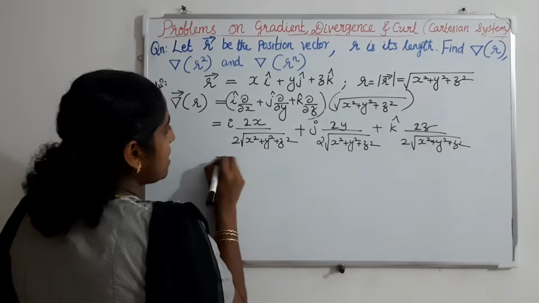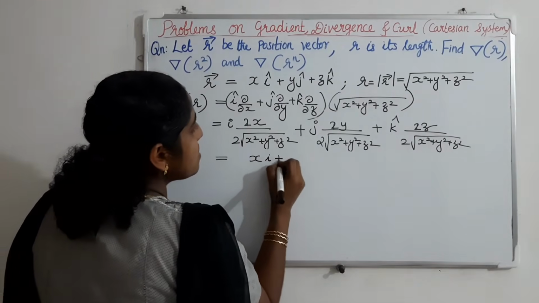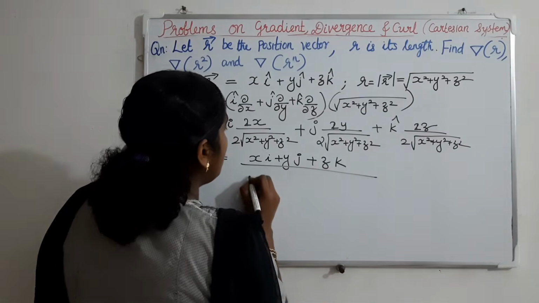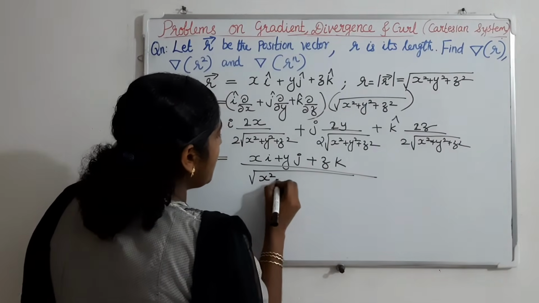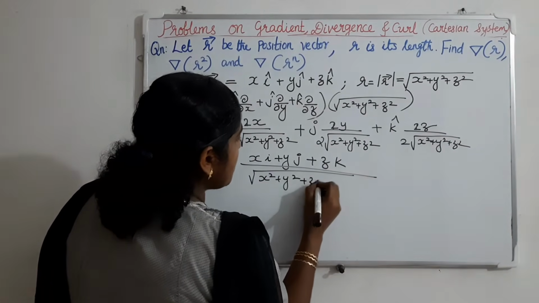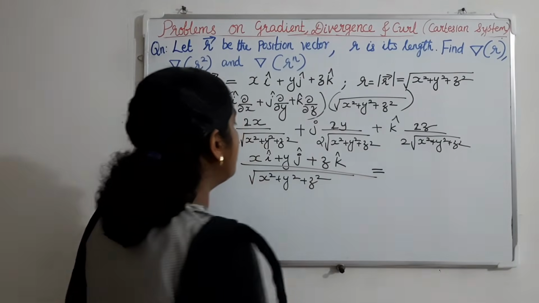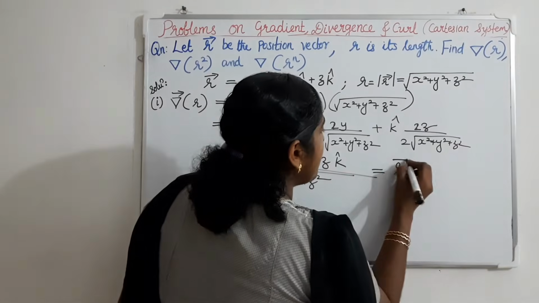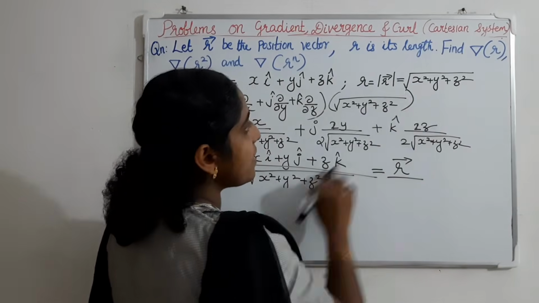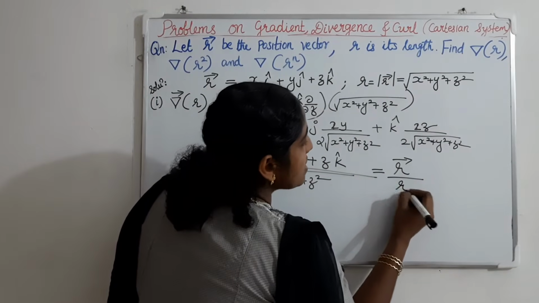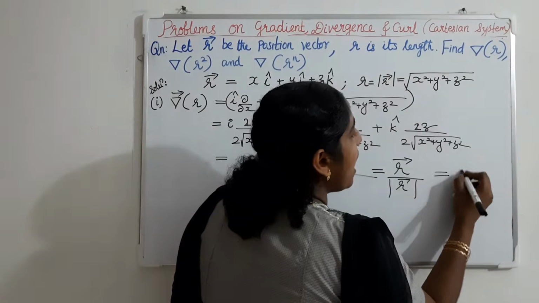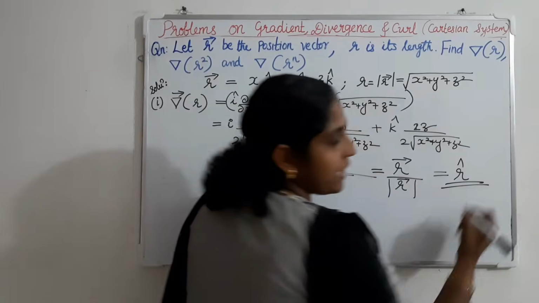We will get xi plus yj plus zk divided by root of x square plus y square plus z square. That is equal to xi plus yj plus zk, which is r vector, divided by root of x square plus y square plus z square, which is modulus of r vector. So r vector divided by modulus of r vector is r cap, that is the unit vector.